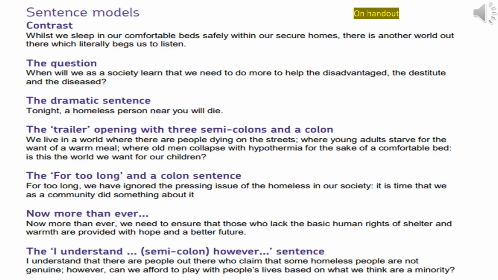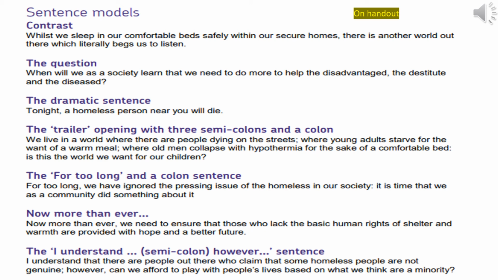Here is a selection of model sentences that you can use on the topic of homelessness, so not the topic that you're probably writing about today, but you can adapt these for your own purposes. So, contrast: while we sleep in our comfortable beds, safely within our secure homes, there is another world out there which literally begs us to listen.